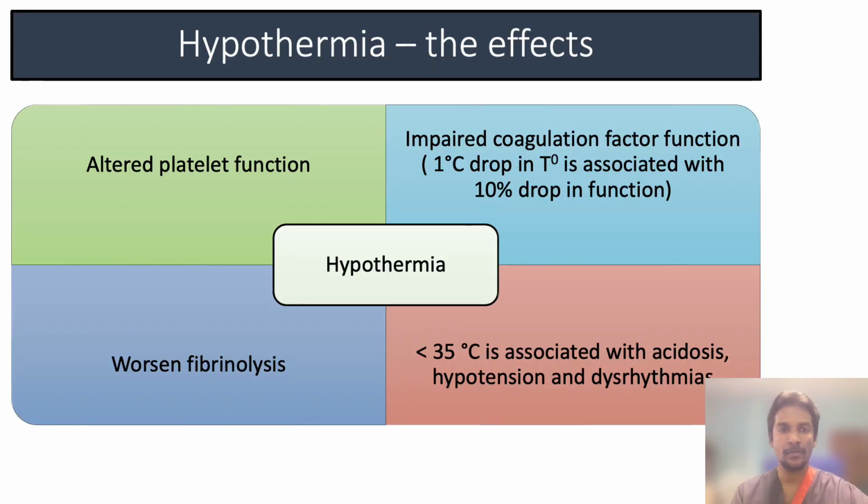In a bleeding trauma patient, hypothermia should be avoided at all costs. This is because hypothermia can lead to altered platelet function, it can impair coagulation factor function, it can worsen fibrinolysis, and when the temperature drops below 35 degrees Celsius, it is associated with acidosis, hypotension, and can cause dysrhythmias.